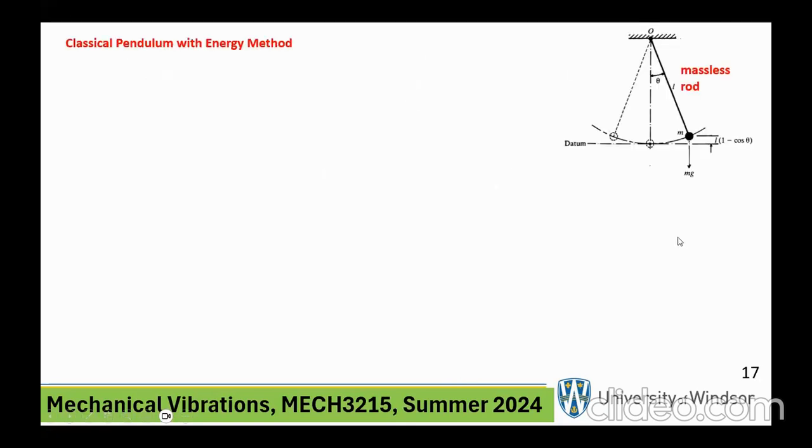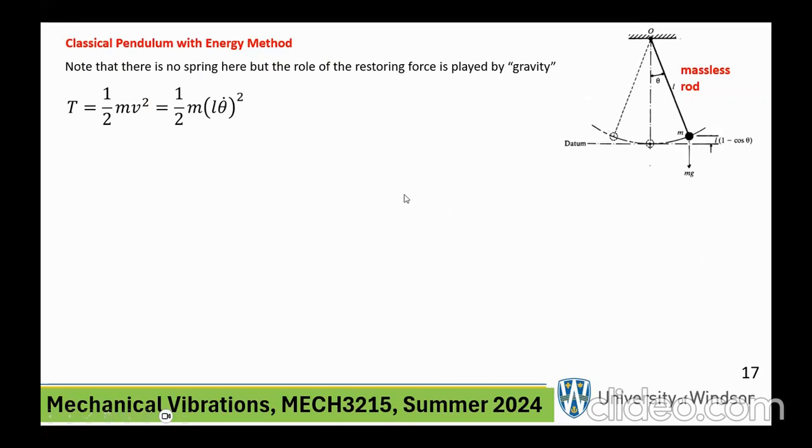Now let's go ahead and look at the same type of problem, except that it's a pendulum. So this is the classical simple pendulum problem, with a massless rod. We want to get the equation of motion based on the energy principle. So first of all, the equilibrium position is taken as this datum. The potential energy due to gravity, loss or gain of it, is measured from this datum. There's no spring here, but gravity will play the role of that restoring force, the role of that spring.